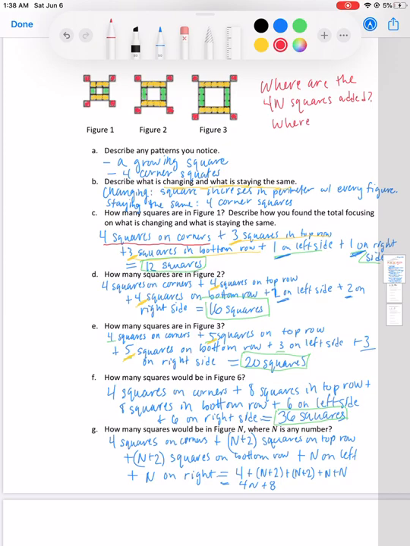Where are the 4n squares added, and where are the 8 added? Or are the 8 each time? Because the 4n squares are going to be the things that change, where are the 8 that stay the same?